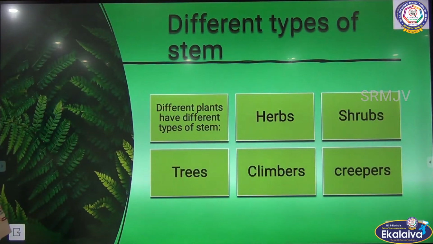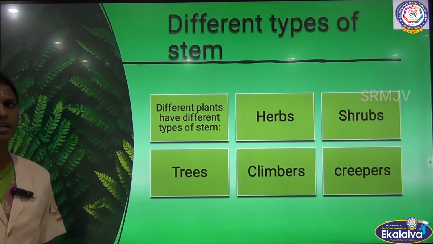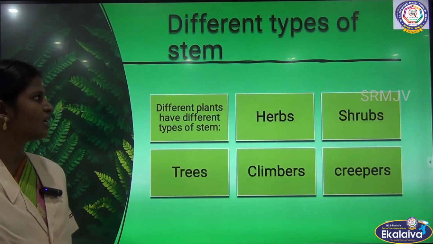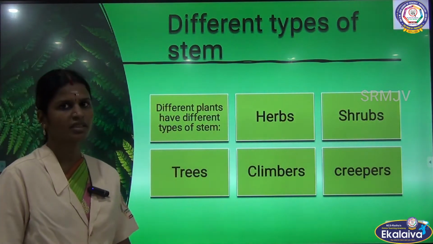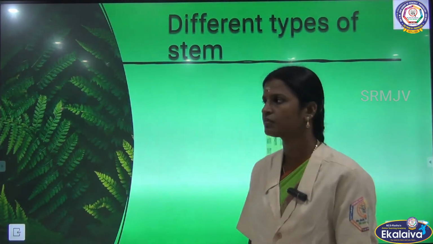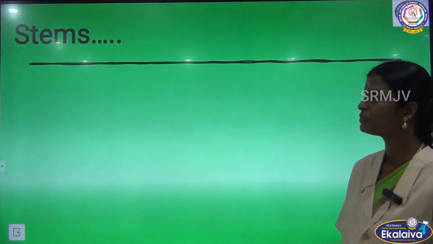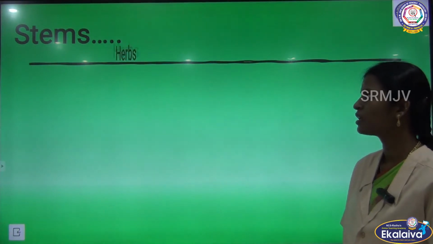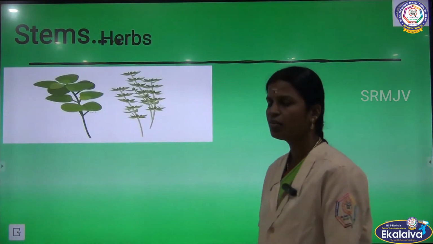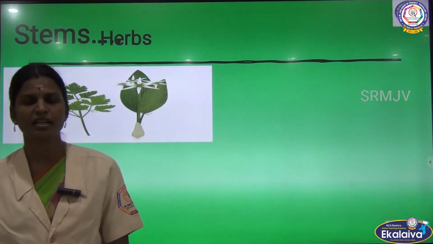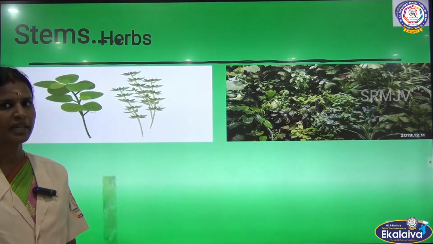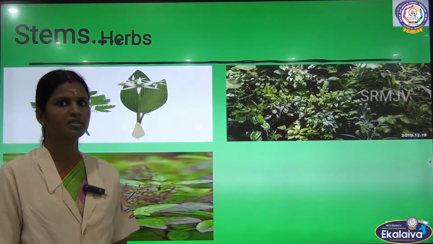Now we are going to see about the different types of stem. Different plants have different types of stem, and these are categorized into 5 types. They are herbs, shrubs, trees, climbers and creepers. Now let us see one by one. First let us see about herbs. Herbs are small sized plants and they have very weak stem, and the color of the stem is green. Some examples are tulsi and mint.